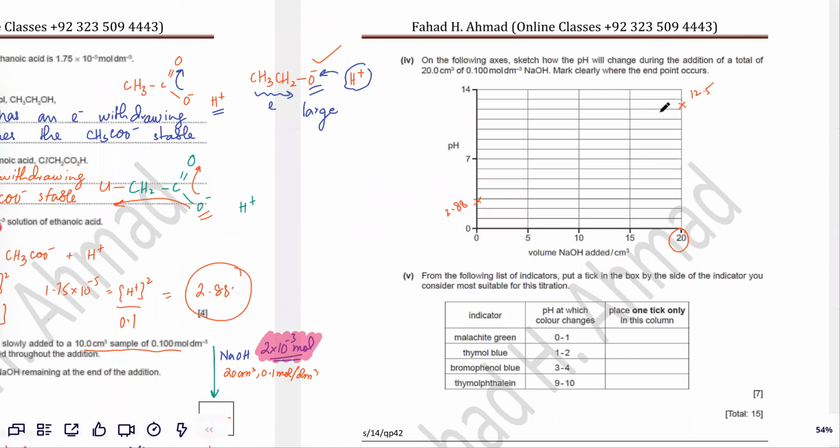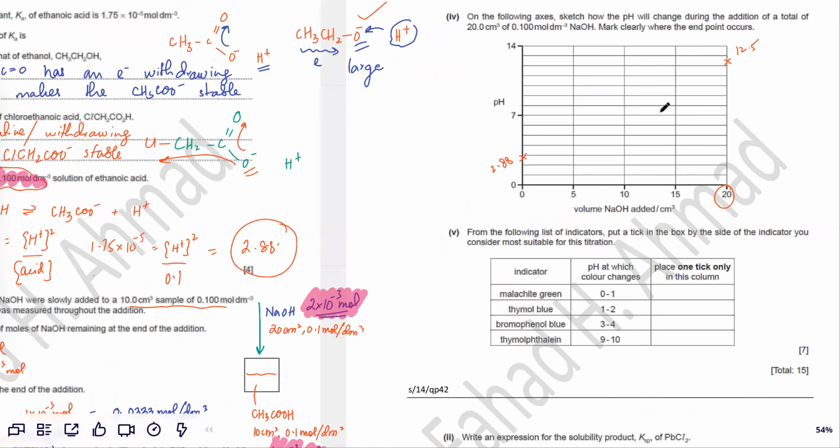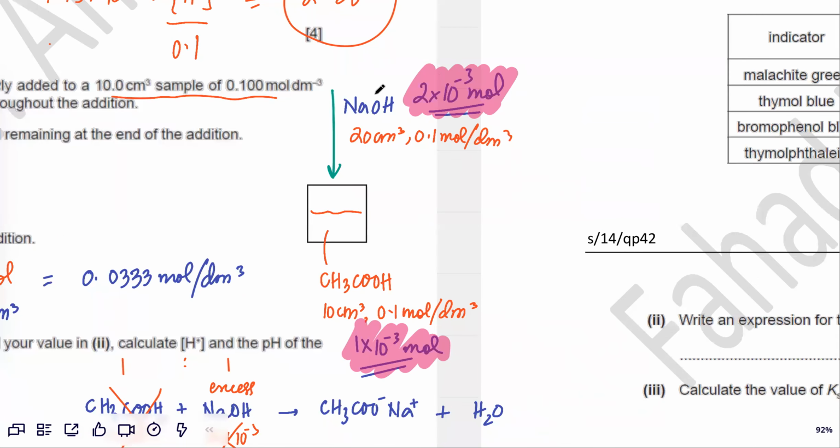Now, there's only one thing missing, and that is at what volume of NaOH was the equivalence? What was the neutralization point? They have the same concentration. So you have 10 cm3 of ethanoic acid over here. So how much NaOH was needed to completely neutralize the carboxylic acid? I mean, they have the same concentration, so 10 cm3 was going to react with 10 cm3.